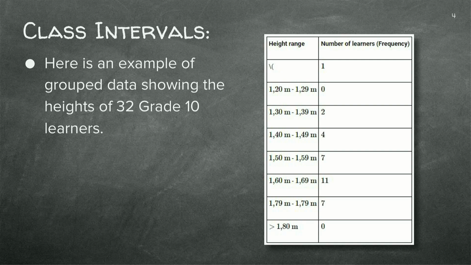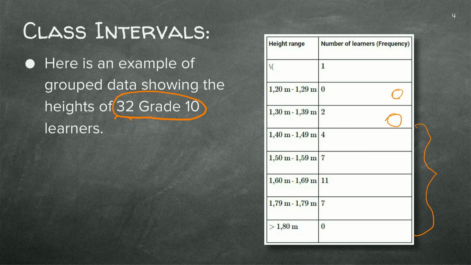Here is an example of grouped data showing the heights of 32 grade 10 learners. Let's have a closer look. Between 1.2 meters and 1.29 meters, there are 0 learners. Then between 1.3 meters and 1.39 meters, there are 2 learners. And this carries on with all the intervals.